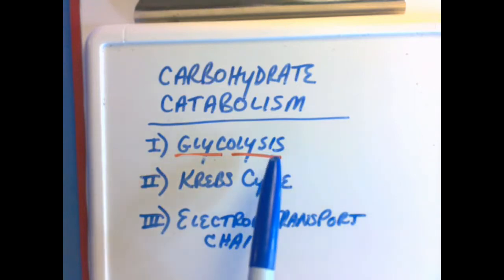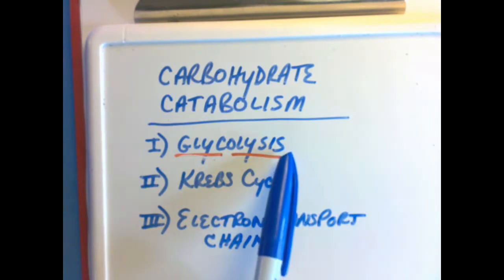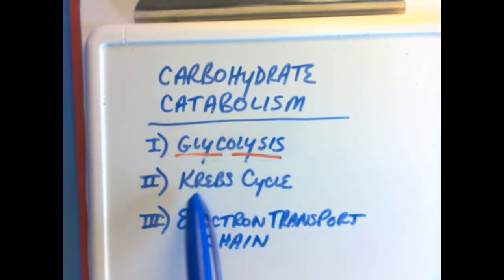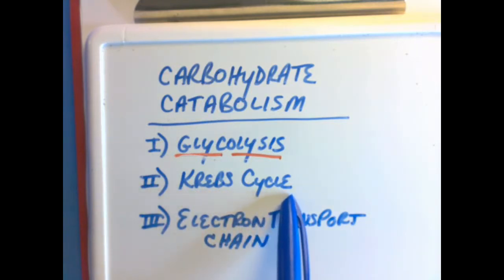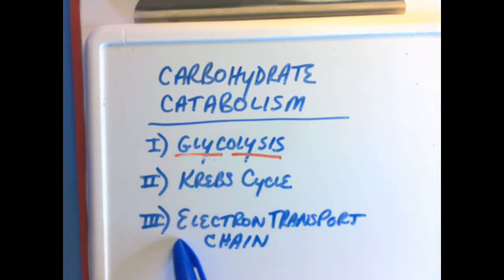But we're going to go further than that. We're going to take the end product of glycolysis and chop it up even more in a series of reactions called the Krebs cycle. And then we're going to take some of the products of the Krebs cycle and use them to jumpstart, if you will, this process called the electron transport chain, another series of chemical reactions. So each of these is a series or a set of chemical reactions that happen in different places and are distinct from each other, but are certainly related to each other.